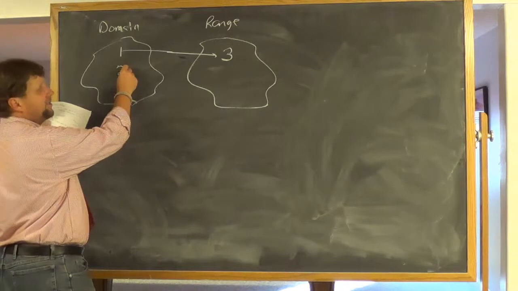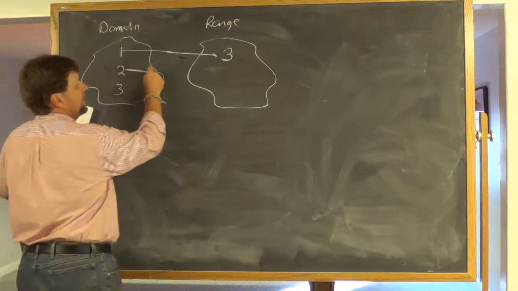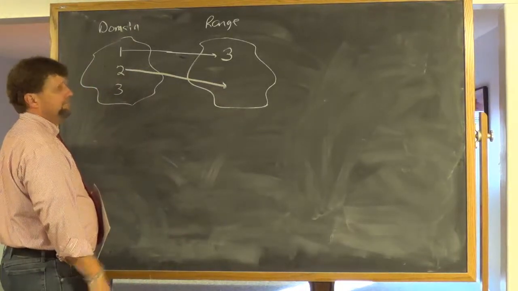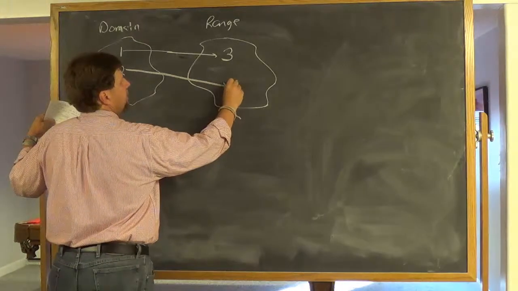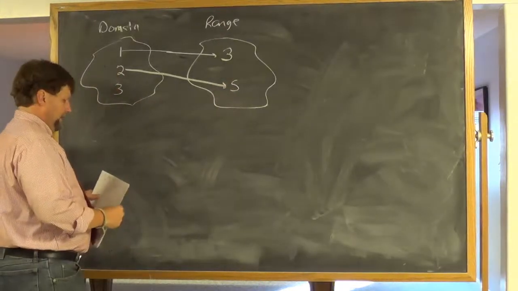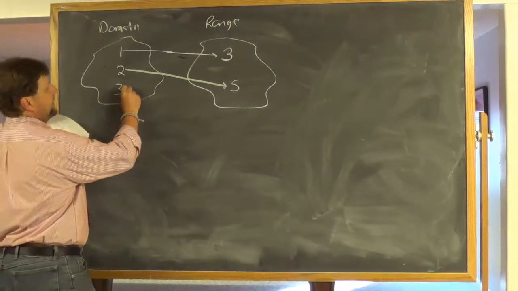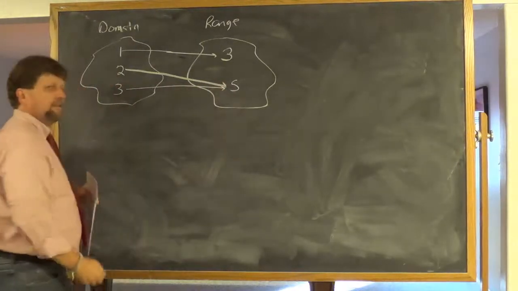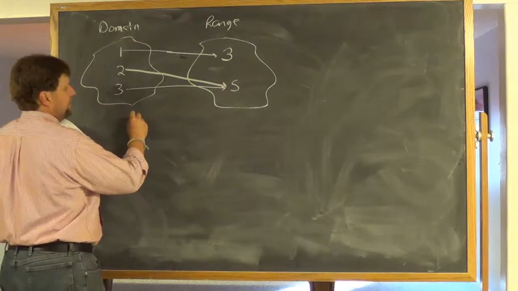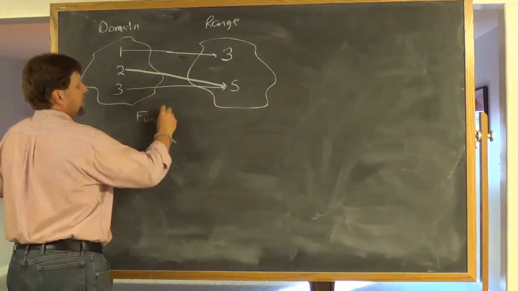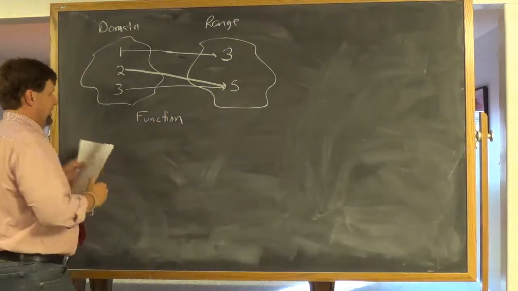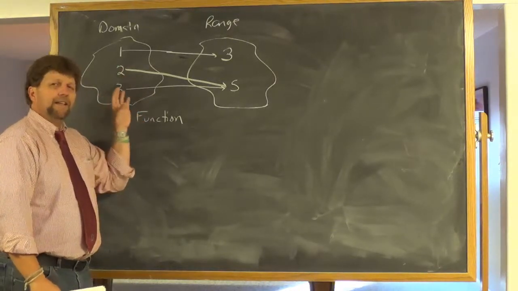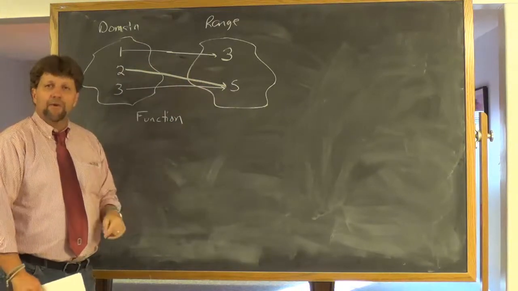2, that's in the domain, a function could send it to a corresponding element in the range. Let me make up a number here, 5. And let's say this function happens to send the number 3 to 5 as well. This is a function. It sends each element in the domain to exactly one element in the range.